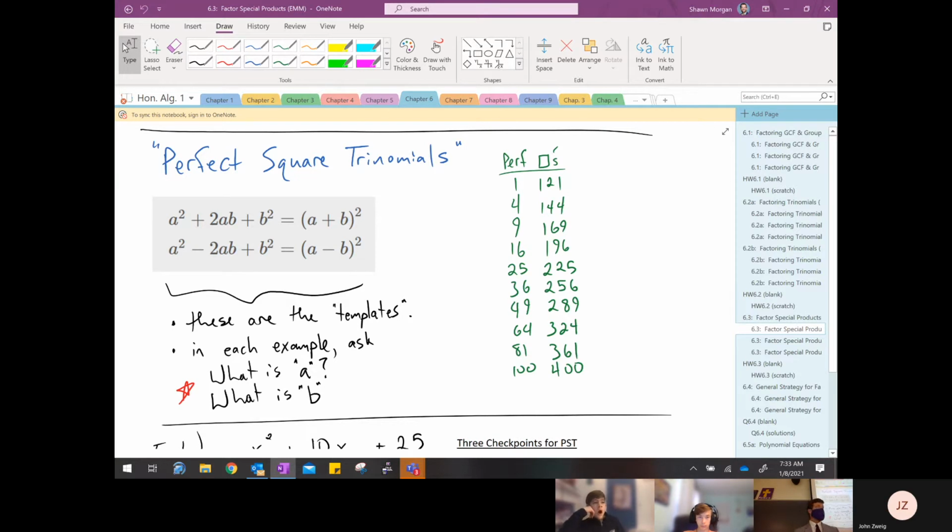You know what I'm saying? Everybody already knows 1 through 12 squared. My challenge for you guys is to learn 1 through 20 squared, and that way you can recognize, ooh, perfect square.